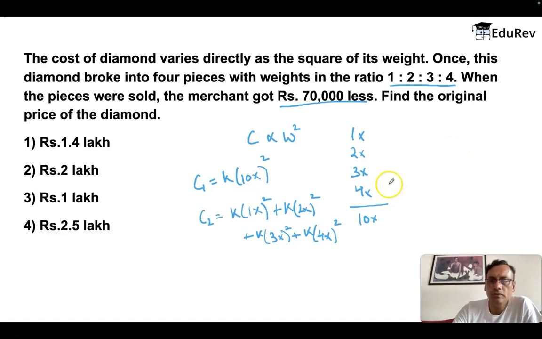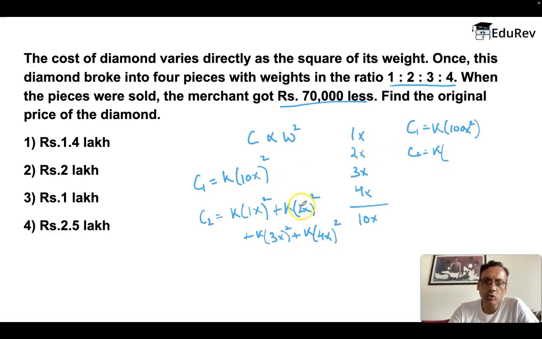Okay, so now C1 is equal to K into 100x square, and C2 is equal to K into, now if you add 1, 2 square is 4, 3 square is 9 and 4 square is 16. So 16 plus 9, 25, 25 plus 4 is 29, 29 plus 1 is 30. You will get a total of 30x square.